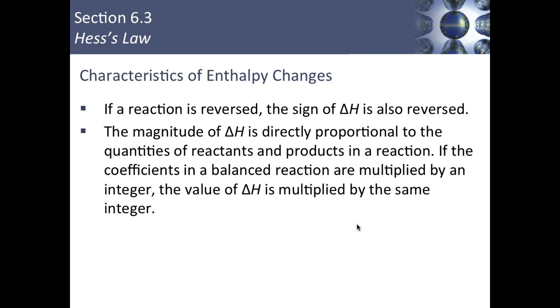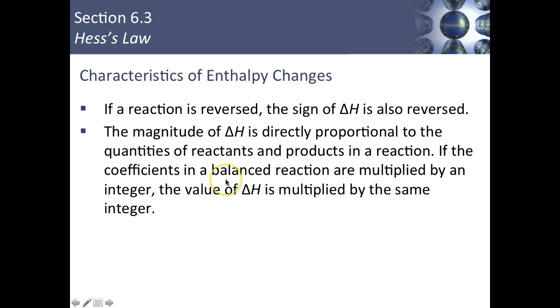Now, if we're looking at an enthalpy change, say the second step, but going in the opposite direction: if we change the direction, we change the sign. So if it was negative, and usually to form it, it's giving off energy, when we are getting rid of it or breaking it down, we'd have to put in energy. Now, the magnitude of delta H is directly proportional to the quantities of reactants and products in the reaction.